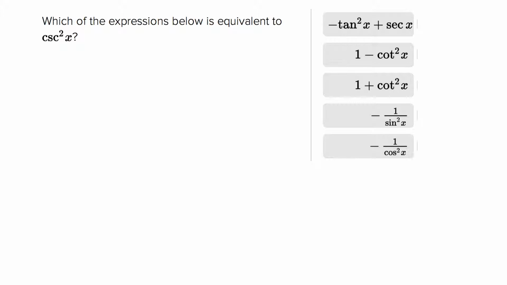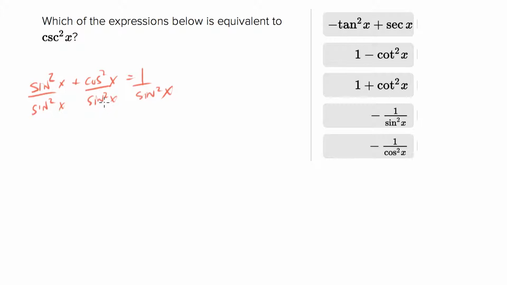This is the real Tom Rose, and this is a really tricky problem. So let's take the Pythagorean identity, which is sine squared x plus cosine squared x equals 1. Let's divide everything by sine squared x, and we're doing this because we're trying to create a cosecant.